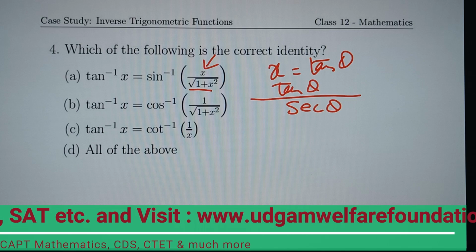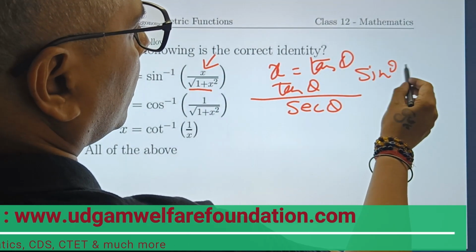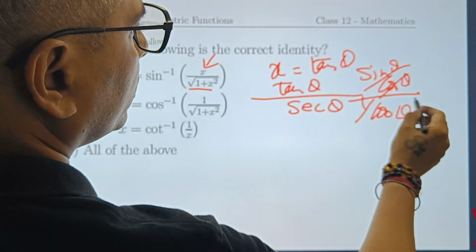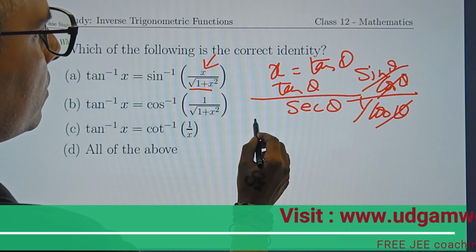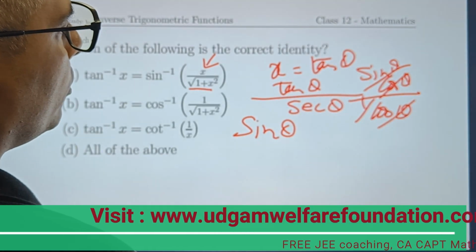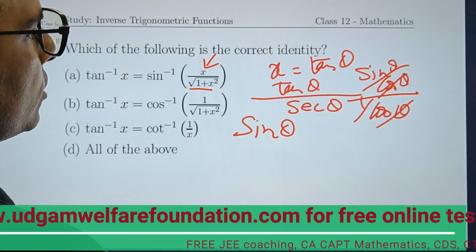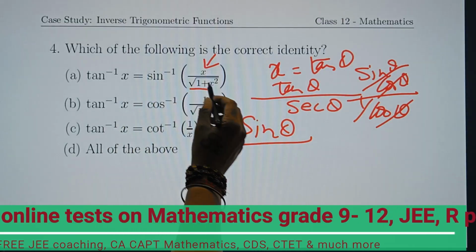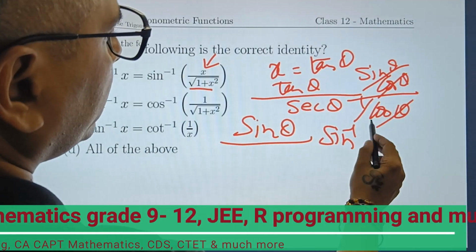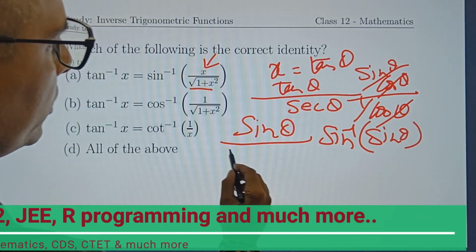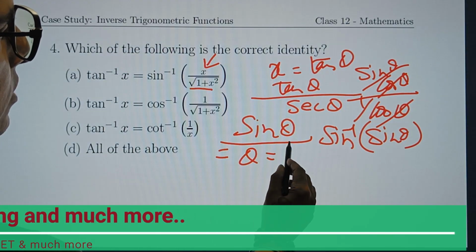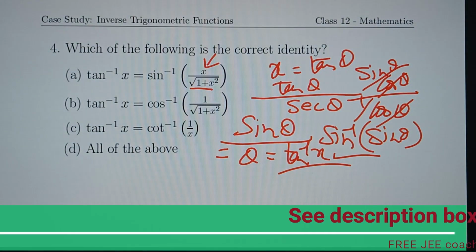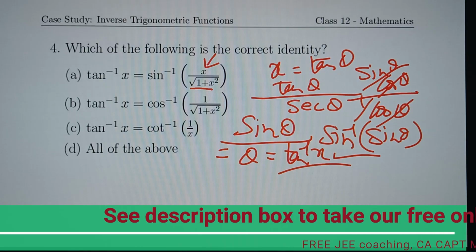Now let's simplify it further. That is sine theta upon cos theta whole upon 1 upon cos theta. So this is going to get cancelled. We only have what? We only have sine theta. Now we have theta is equal to what? Theta is equal to tan inverse of x. Now sine inverse of sine theta will be left here, so it is going to give us theta only. So theta is nothing but tan inverse of x. So this is equal to your LHS. Hence we can say that the first property is correct.